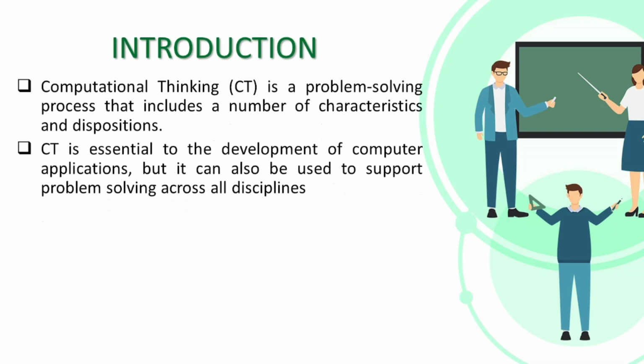What is computational thinking all about? Computational thinking is a problem-solving process that includes a number of characteristics and dispositions. Secondly, computational thinking is essential to the development of computer applications, but it can also be used to support problem solving across all disciplines. So computational thinking is a problem-solving process. So we are thinking of problems in terms of computing. So that's computational thinking. And it also helps in the development of computer applications, but it can also be used to support problem solving across all disciplines, not only computer science.